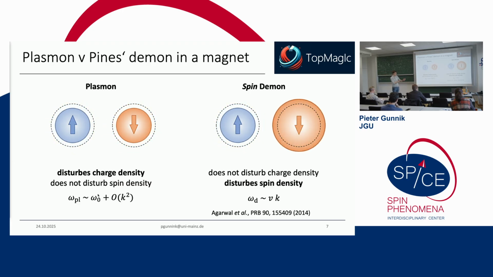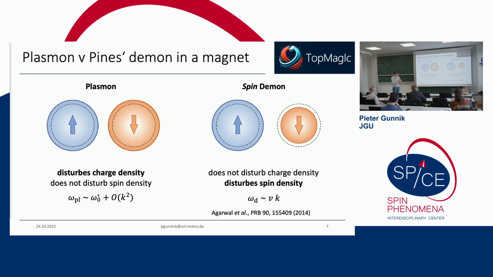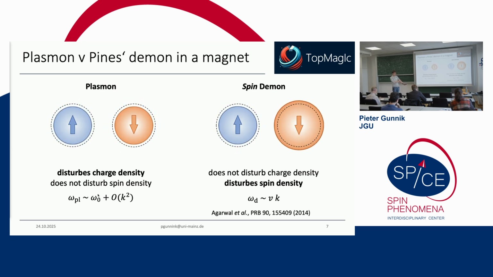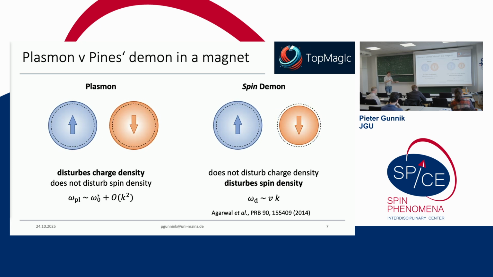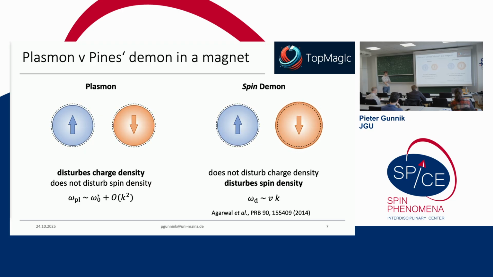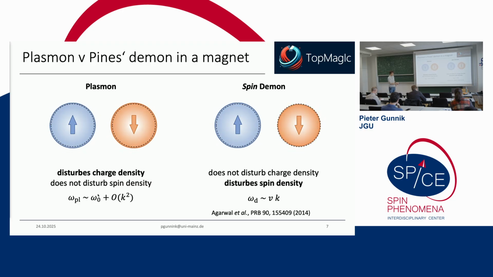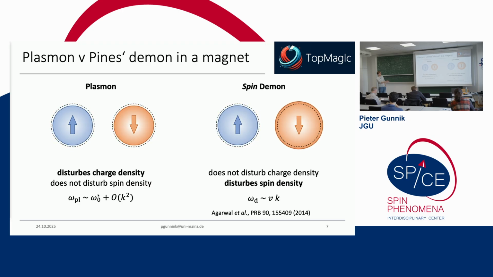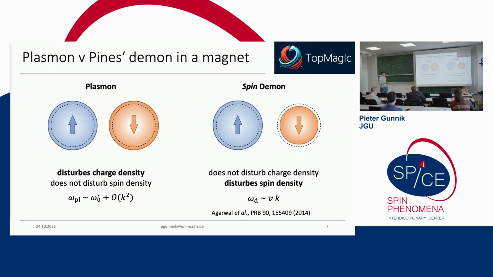And this was indeed shown in 2014 for some two-dimensional electron gas, if you play some tricks with the spin polarization, that this can be the case. And these, again, still follow the same linear dispersion. And this is what we call a spin demon, so a spin version of the demon.